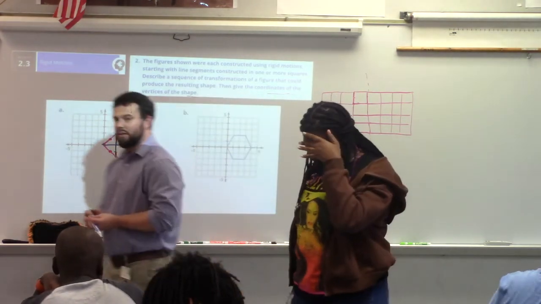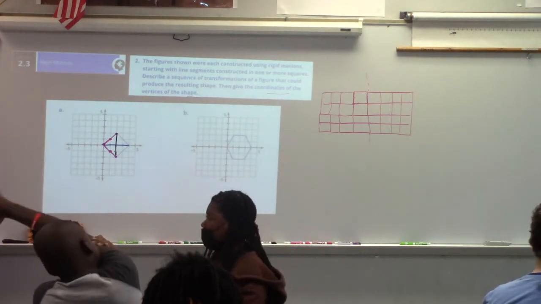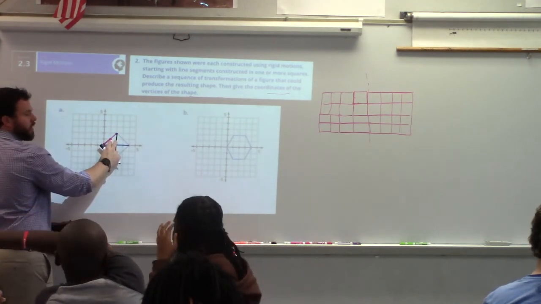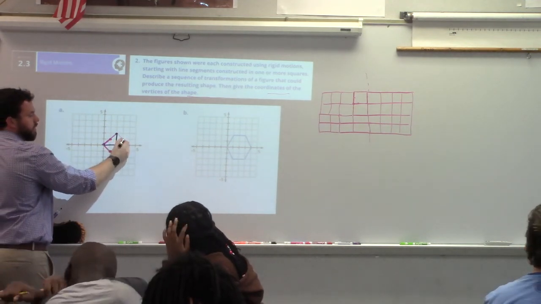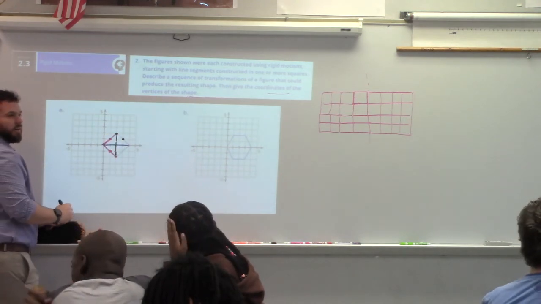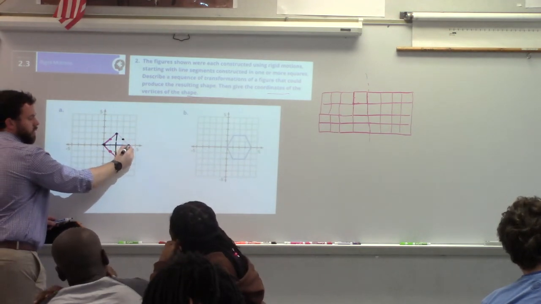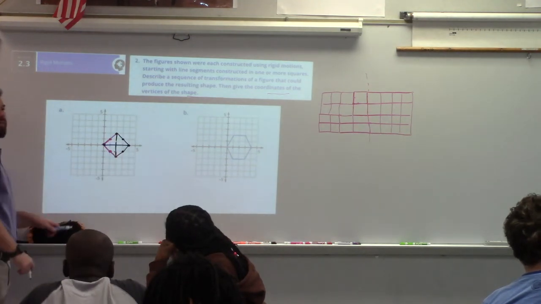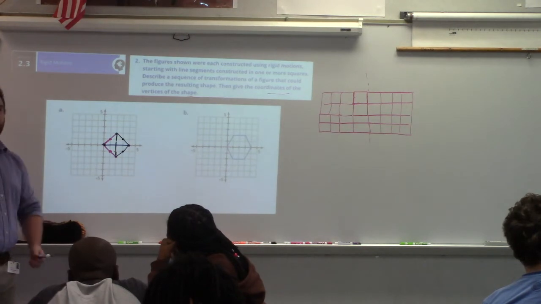Remember, when you reflect, the distance from the line of reflection is also maintained. This point is one unit away, right? So I'm going to go one unit to the right. This point is on the line of reflection, so it stays there. This point is how far away? So it's going to go two to the right, one to the right, okay. Does that finish it out? Yes. So we use a translation and two lines of reflection.